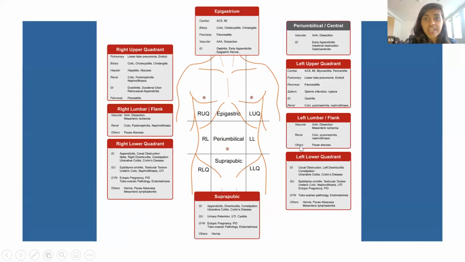This is a more detailed diagram. I thought it was a good diagram to have on the slides if you're looking at the slides to revise later on. I'm not going to go into it in detail, but I did think it was very comprehensive.